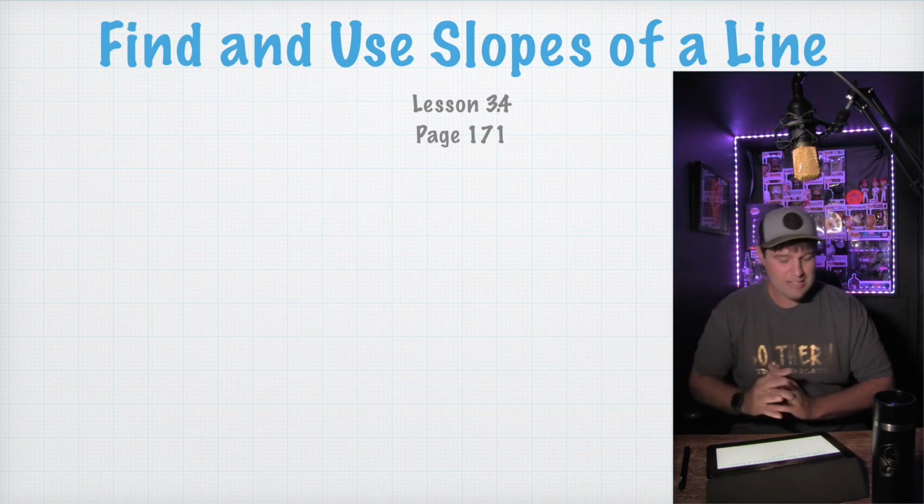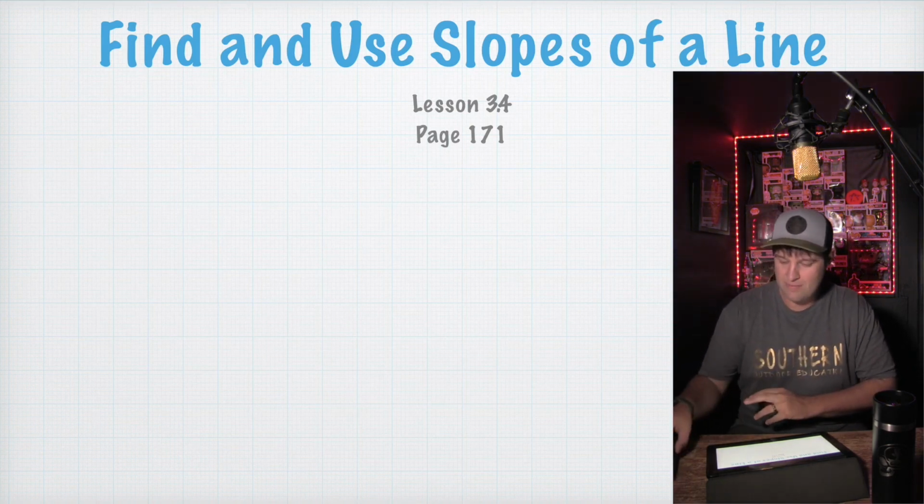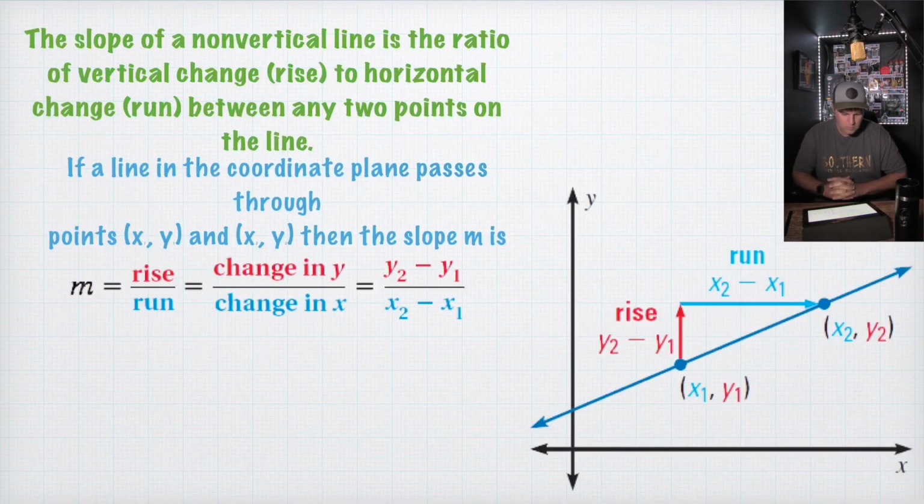Hi guys, so today's lesson we're going to learn how to find and use slopes of a line. This is lesson 3.4, page 171. Let's go ahead and get started. The slope of a non-vertical line is the ratio of vertical change, rise, to the horizontal change, run, between any 2 points on the line.